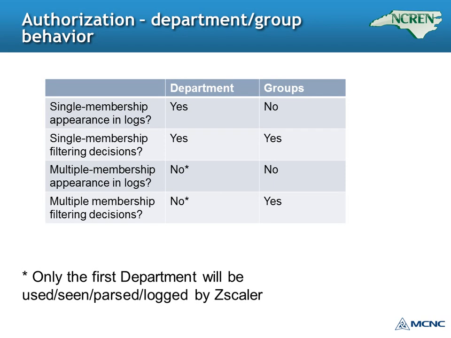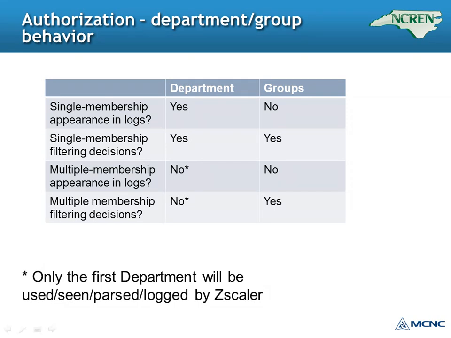But if you have membership in multiple departments, Zscaler is only going to process the first department. So say if you have a teacher who's in the administration department and is in the teacher department, it's only going to process the first one, and you would only see the first one in the logs. You're never going to see groups in the logs.